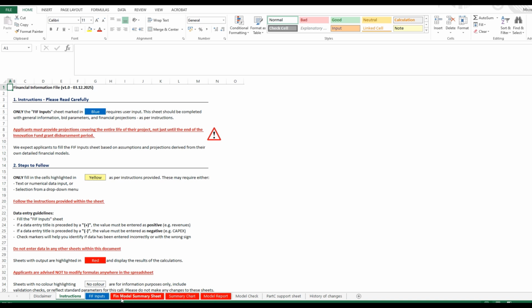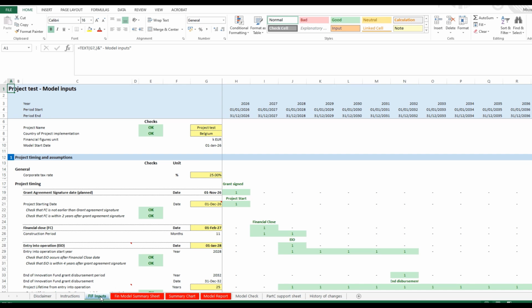When entering data, use the correct sign convention. Revenues should be positive, while OPEX and CAPEX should be negative. Projections must cover the entire operational lifetime of your project. This will be explained in more detail later. Finally, do not modify any formulas anywhere in the spreadsheets. Let's now begin with the only blue sheet that needs to be completed, the FIF Inputs sheet.